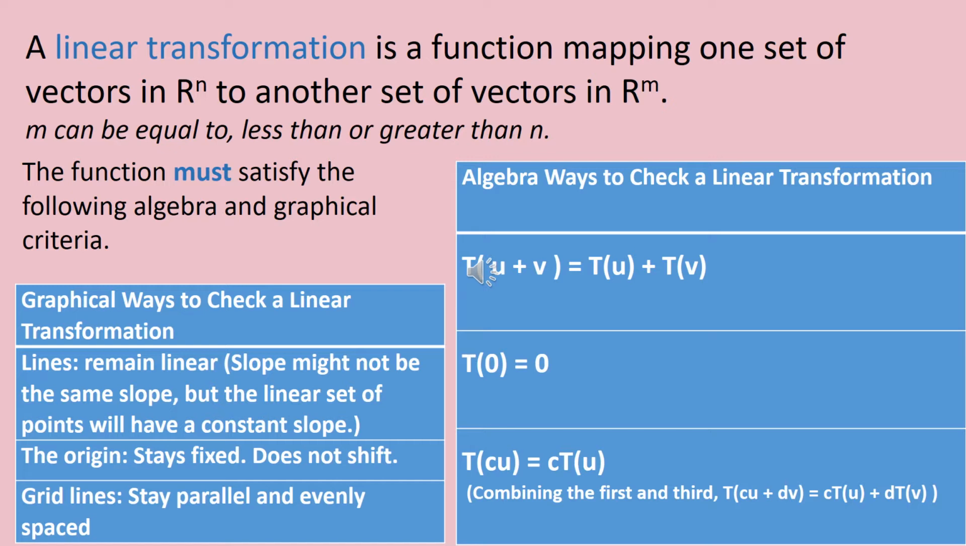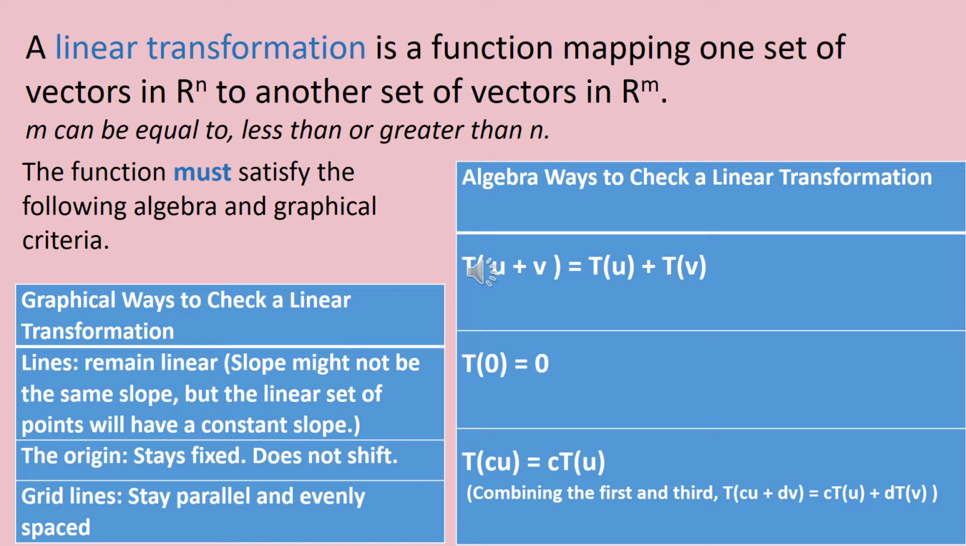So algebraically, what we were saying is that the transformation applied to a sum of vectors will equal the individual transformations. So T of u plus v needs to equal T of u added to T of v. So I can individually transform two vectors and add, or I could add the vectors ahead of time and then transform them. I should get the same thing. T of 0 equals 0.